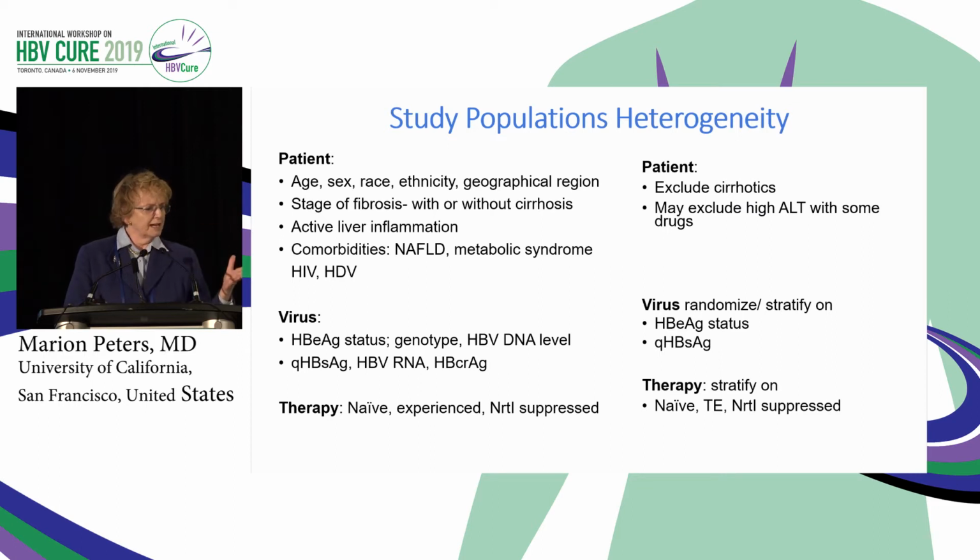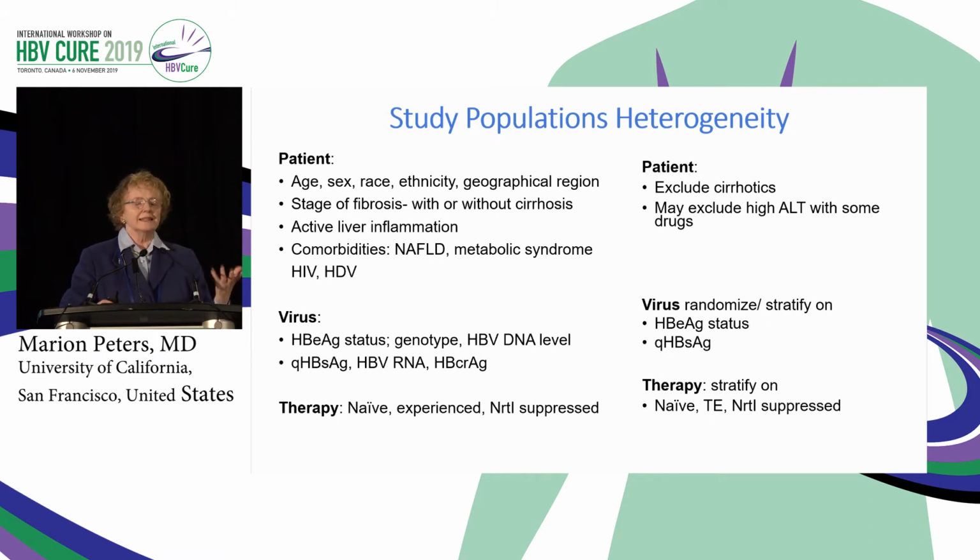So if we look on the left-hand side, what's the heterogeneity? Age, sex, race, ethnicity, geographic region, stage of fibrosis with or without cirrhosis, whether they have active inflammation, high ALT, whether they have comorbidities, fatty liver, metabolic syndrome, co-infections. We know from a couple of studies, one of them ours, that 23% of chronic hepatitis B patients, predominantly Asian, had fatty liver and metabolic syndrome. So that's a huge number, and these aren't morbidly obese patients. They get fatty liver, they get metabolic syndrome at a lower BMI.